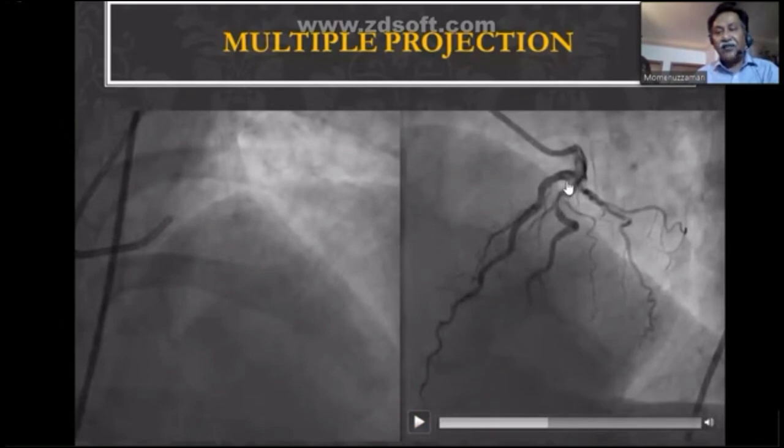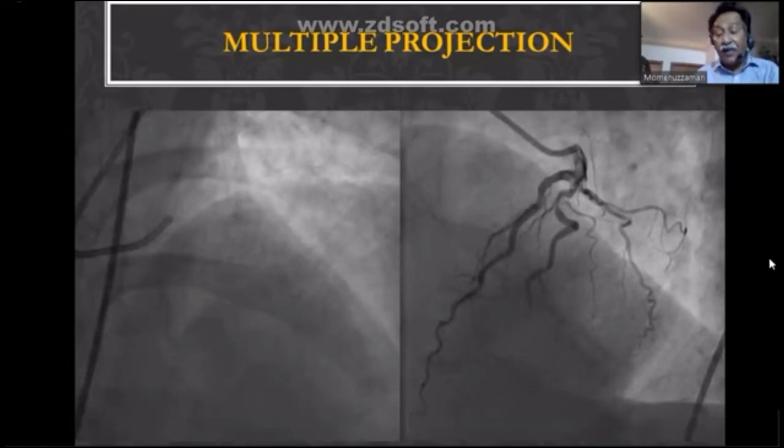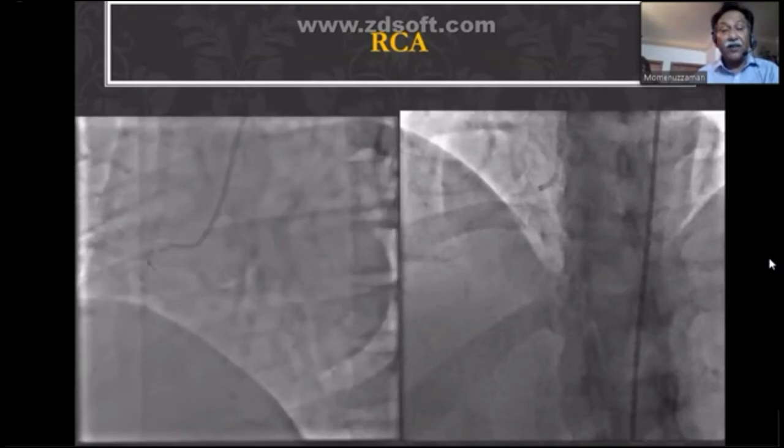If the diagonal is far away from the origin, it is not ostial, it is a mid segment. So it's very easy to do angioplasty. So this is the importance of taking multiple view projection.